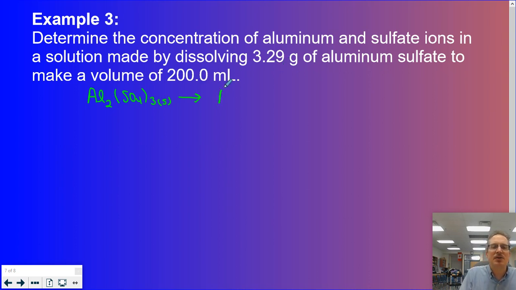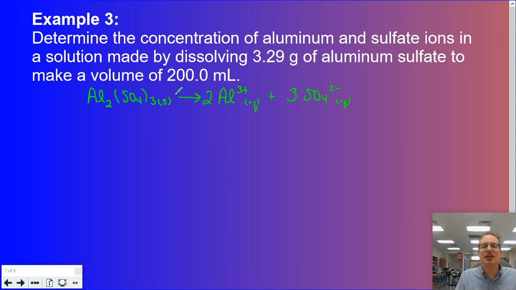So when this dissociates, it's going to dissociate into its ions. That's going to be aluminum ions, and that's going to be sulfate ions. Again, I want you to think about how this compound was built. Aluminum was the cation, sulfate was the anion. So I have two aluminums, so I'm going to need two aluminums. Three sulfates, I'm going to need three sulfates. 6 positive plus 6 negative, no charge on the right, no charge on the left.